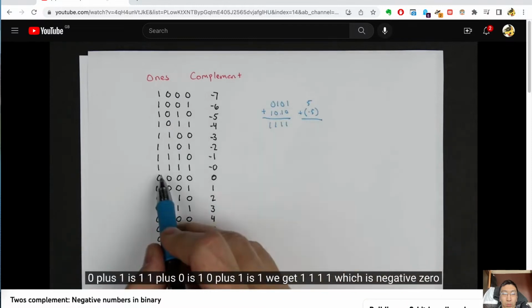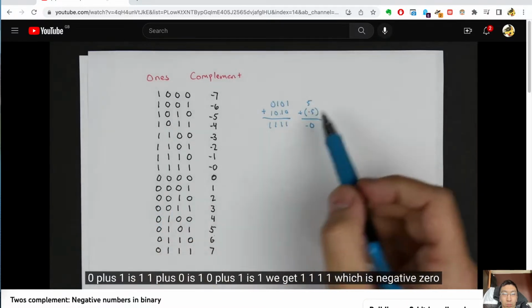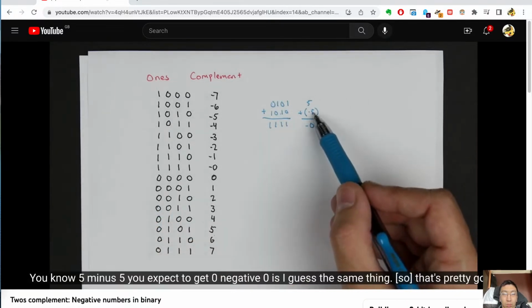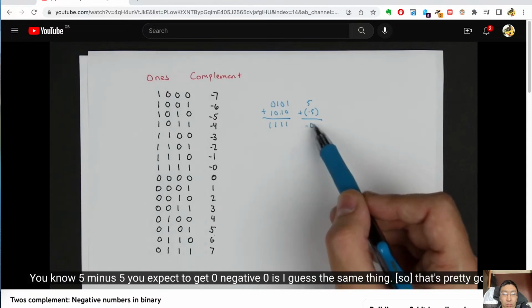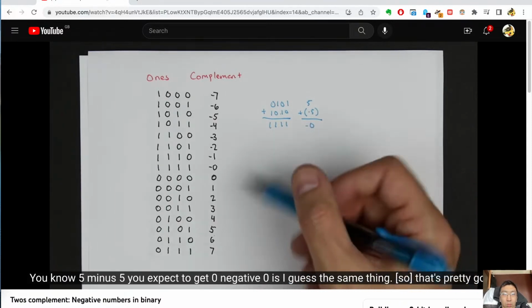We get 1, 1, 1, 1, which is negative 0. So that's closer, right? 5 minus 5, you expect to get 0. Negative 0 is, I guess, the same thing. So that's pretty good. And that actually works for any of these.